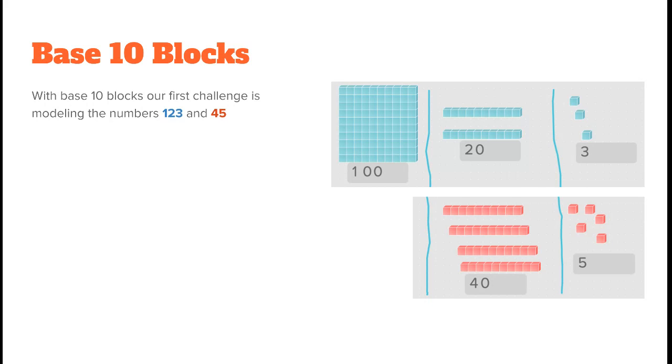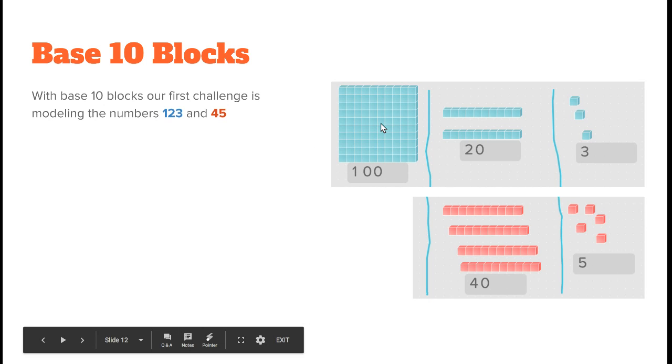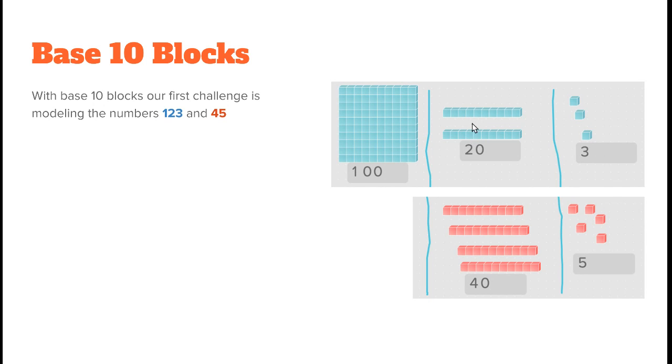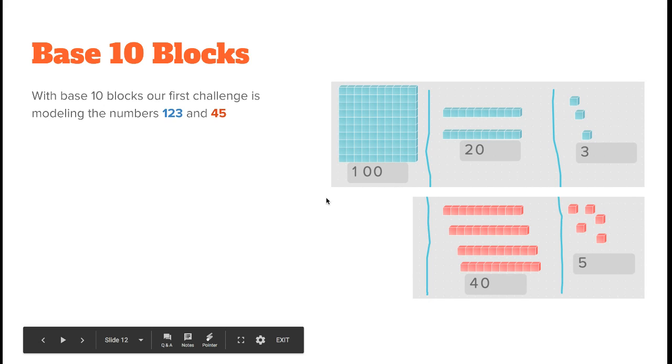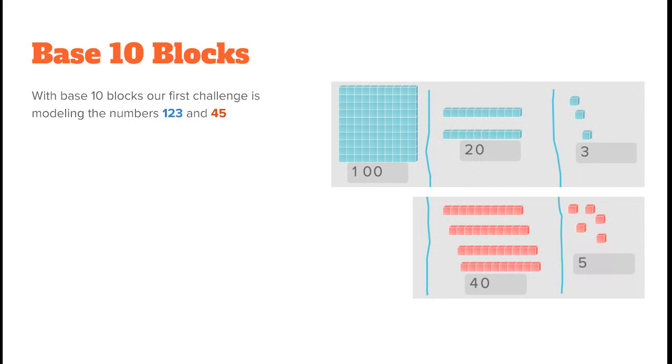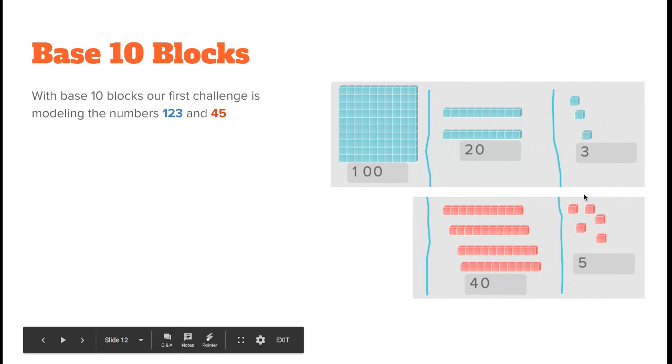So let's take a look at a different way of doing this. If I take my base 10 blocks out, I can represent the numbers 123 and 45. You can see here I've represented 123 with a single 100, a couple of 10s making 20, and 3 1s representing 3. Likewise, with the 45, I can have 4 sticks, which makes the 40, and I can have the 5 units representing the 5.